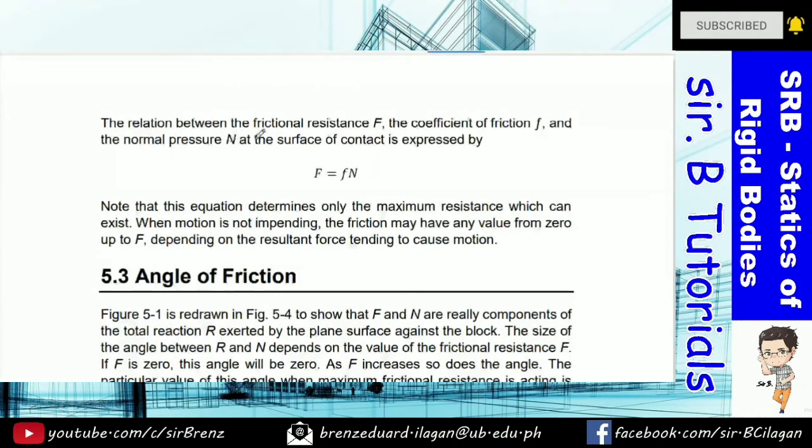Okay, so the relation between the frictional resistance F and the coefficient of friction f, which is designated by small letter f in italic, and the normal pressure N at the surface of contact is expressed by the following equation: F is equal to f, or the coefficient of friction, multiplied by the normal force. But meron akong isang version ng formula or equation na to na sa tingin ko mas madali nyong masasaulo.